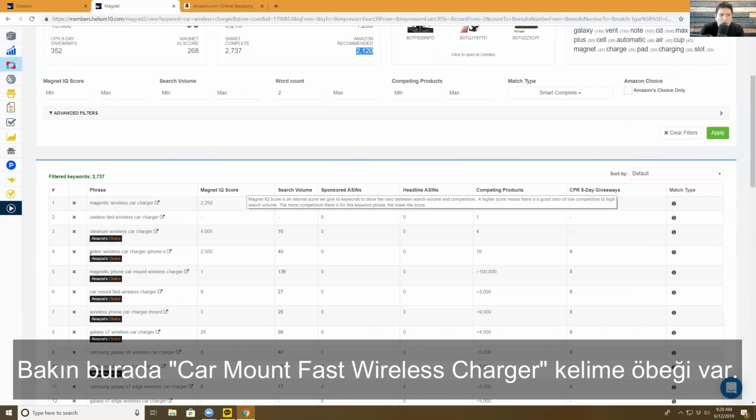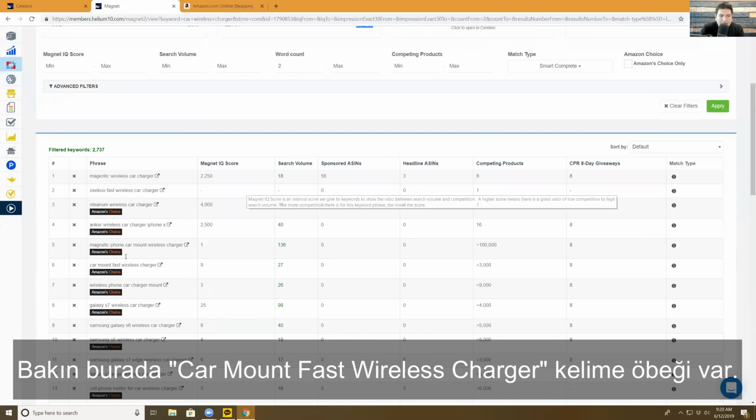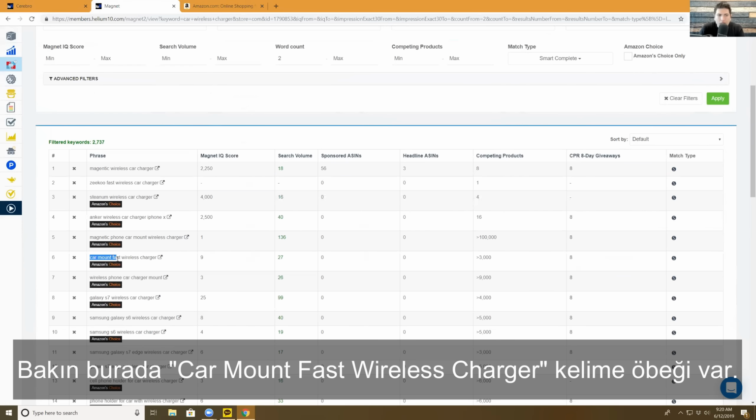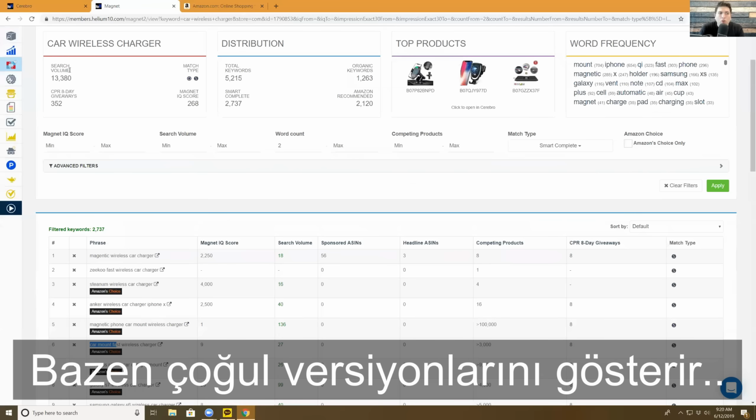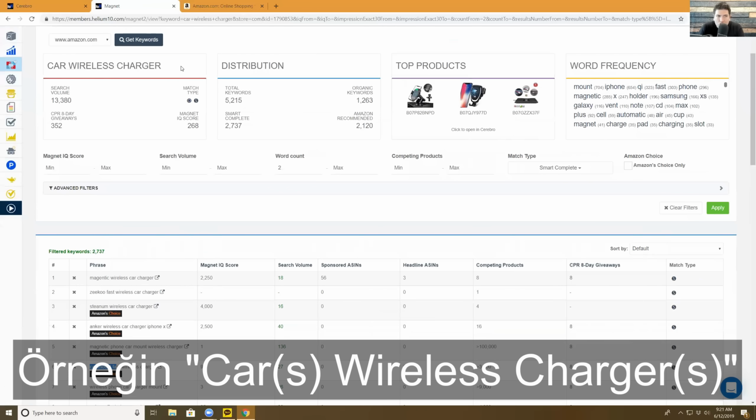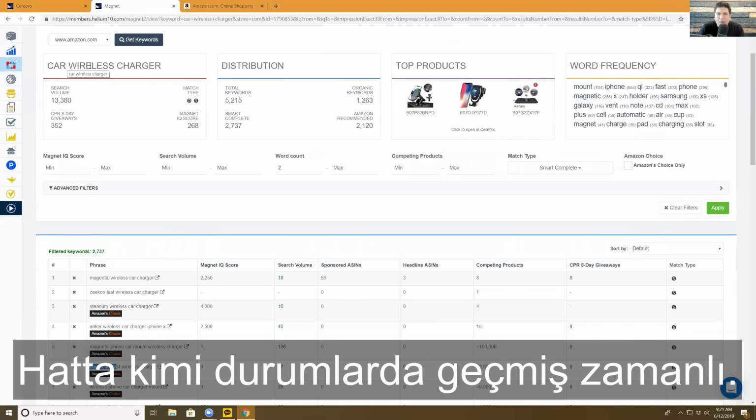Like here, look at this. Car, mount, fast, wireless charger. You see how it breaks up the word? Sometimes it will put them with the plural. Cars, wireless chargers, or it would put it past tense.